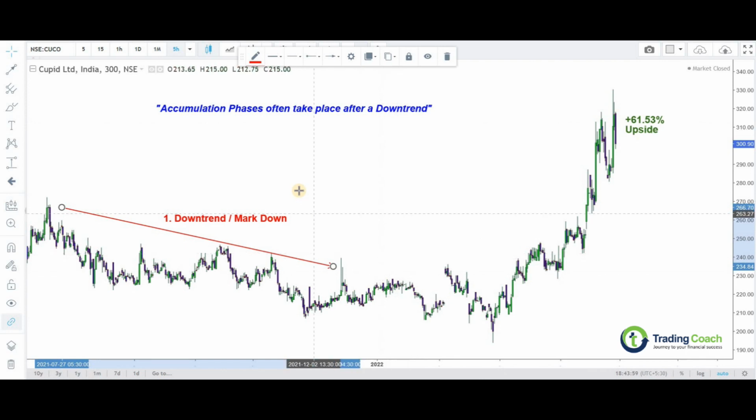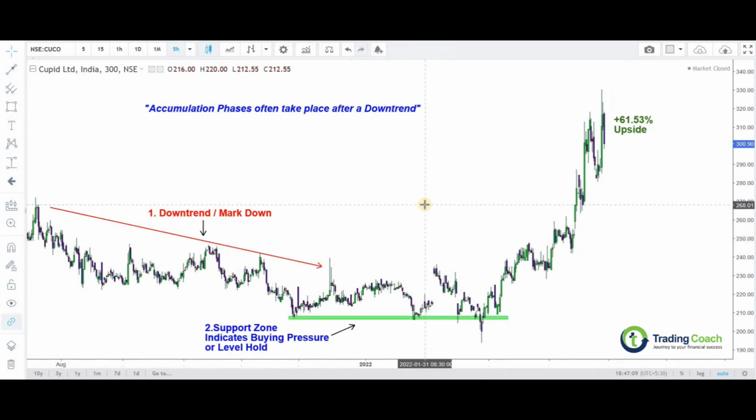All right, so if you want to identify an accumulation phase, you need to make sure there is a nice downtrend or a nice markdown phase at first. That is the first precursor, the first factor you need to look for, because the accumulation phase, most of the time, takes place after the downtrend or markdown phase.